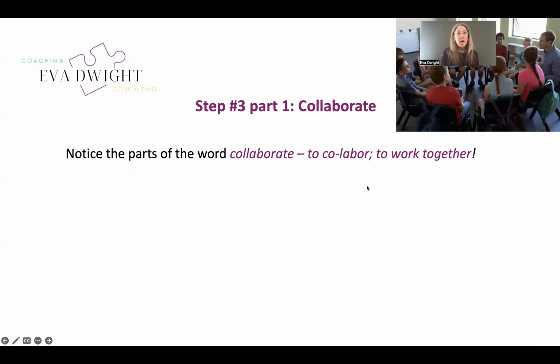Step three, part one. Step three has two parts. And so first of all, we're going to collaborate. And notice the word, they might not know that term. So you might need to teach them the word collaborate and ask them to focus on those two different parts of the word. So we're going to co-labor, collaborate. We're going to work together.